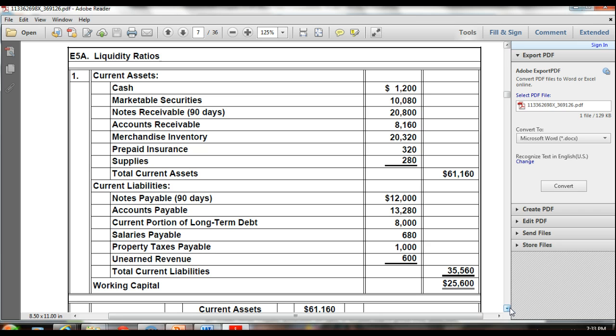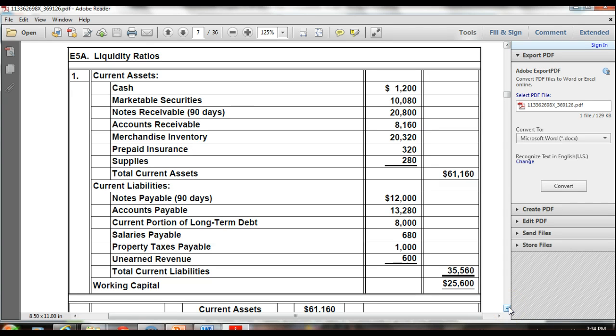So working capital is basically current assets minus current liabilities. The difference is our working capital, 25.6. Be able to know how to compute this. I'm going to tell you right now, that will be something you have to do. I'll give you a list just like this, and you'll have to figure out what the working capital is.